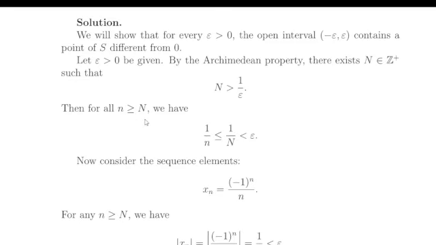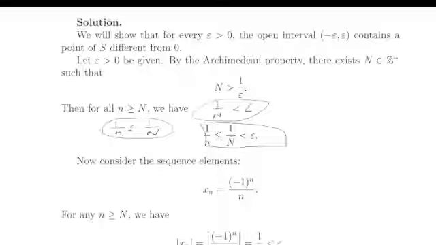And so if we take lowercase n to be bigger than or equal to capital N, then if we take the reciprocal of both sides, we get 1 over lowercase n is less than or equal to 1 over capital N. And similarly, if we take the reciprocal here, we have 1 over capital N is less than epsilon. Combining these two inequalities, we get 1 over lowercase n is less than or equal to 1 over capital N, which is less than epsilon.